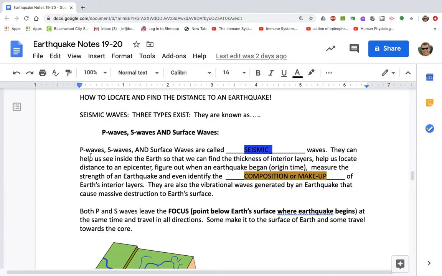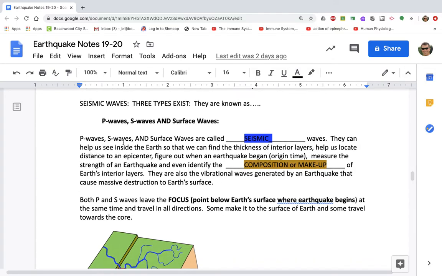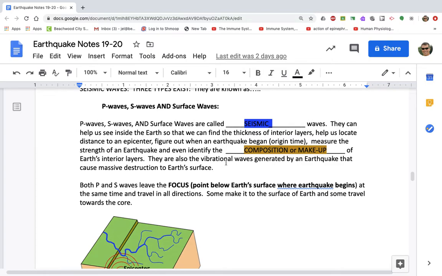Okay, and just like it says here in the notes, P waves, S waves, and surface waves are all called seismic waves because they're vibrational waves. That's what they are. The seismic waves kind of shake things. They can help us see inside the earth, so we can see the thickness of interior layers like we learned before. They can help us locate the distance to an epicenter, that is how far a location is from the epicenter of a quake. Figure out when an earthquake began, we call that origin time.